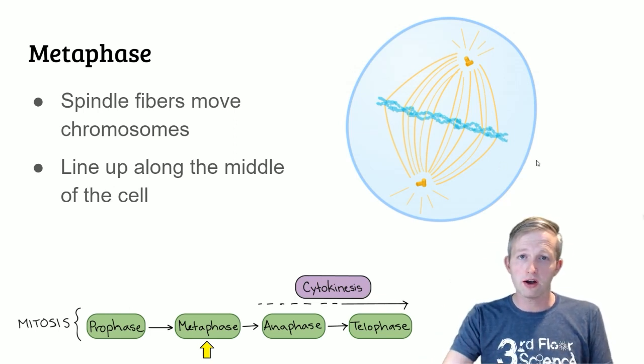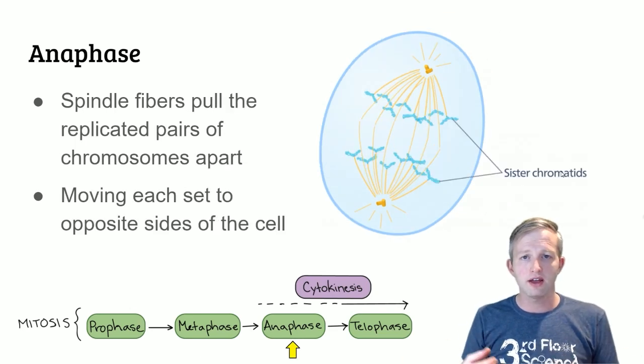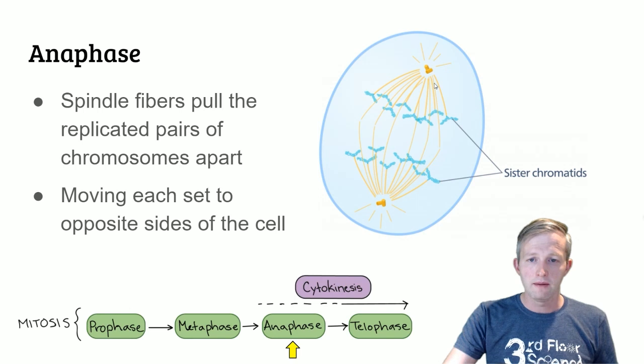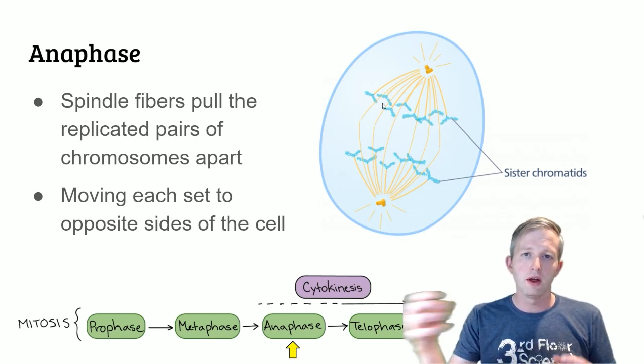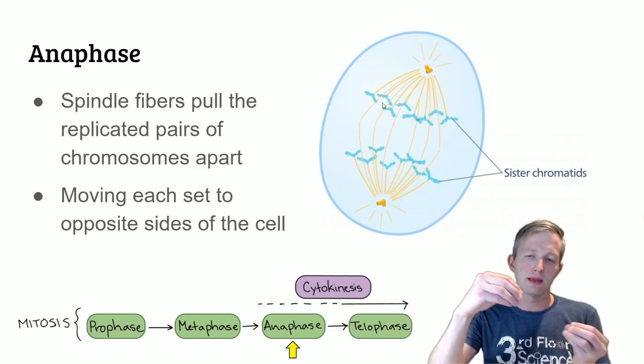So since I'm already talking about it, let's move on to that phase, which is called anaphase. And I think of anaphase as moving apart. So anaphase, the chromosomes are moving apart. And here that's what you can see, that the sister chromatids, these individual copies of each chromosome, are getting pulled to the top of the cell and the bottom of the cell.